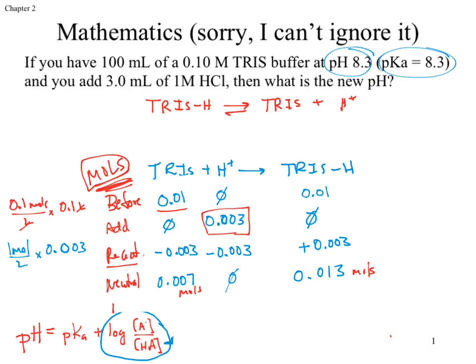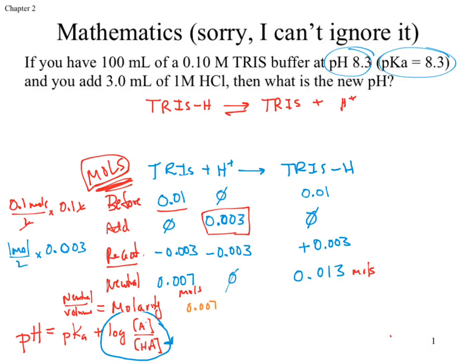So this would be the M of our base. How do we convert to molarity? What's our volume? Good. Remember, we added some acid to this. We changed the volume. It's not just 100 milliliters anymore. So we have to divide our neutral amount by our total volume, which is 103, or 0.103.